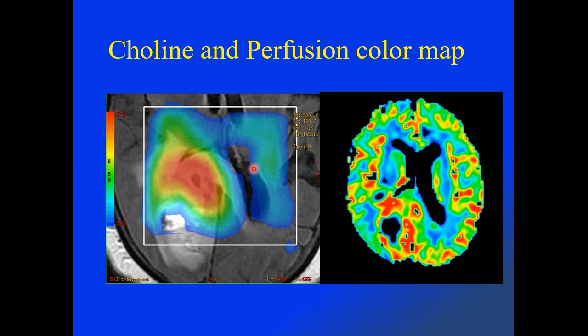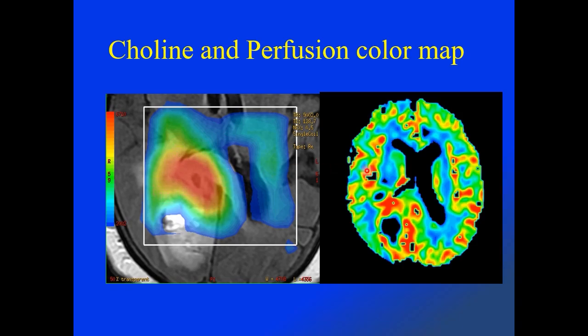The same MR spectroscopy data can be post-processed to generate various metabolite color maps. And here on the left, we have a choline map, again demonstrating areas of elevated choline concentration in the area of the tumor involving the splenium of the corpus callosum and periventricular white matter.